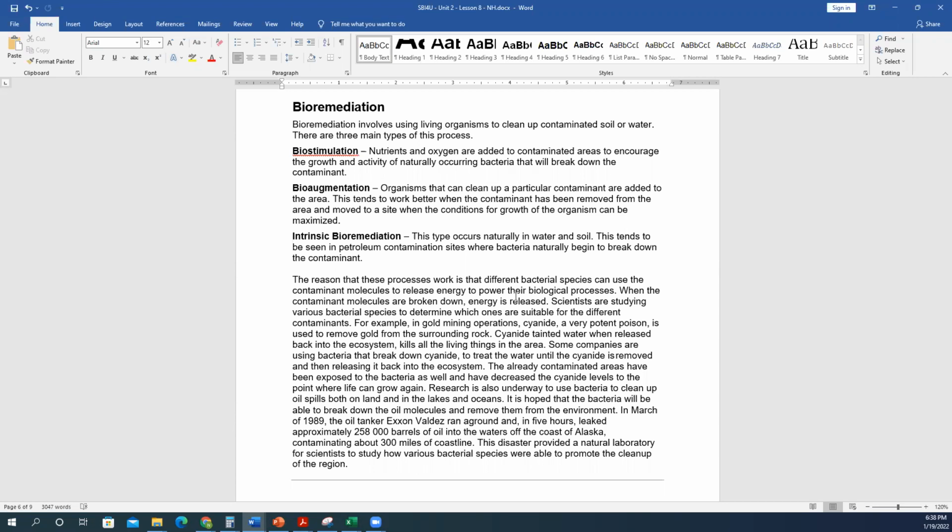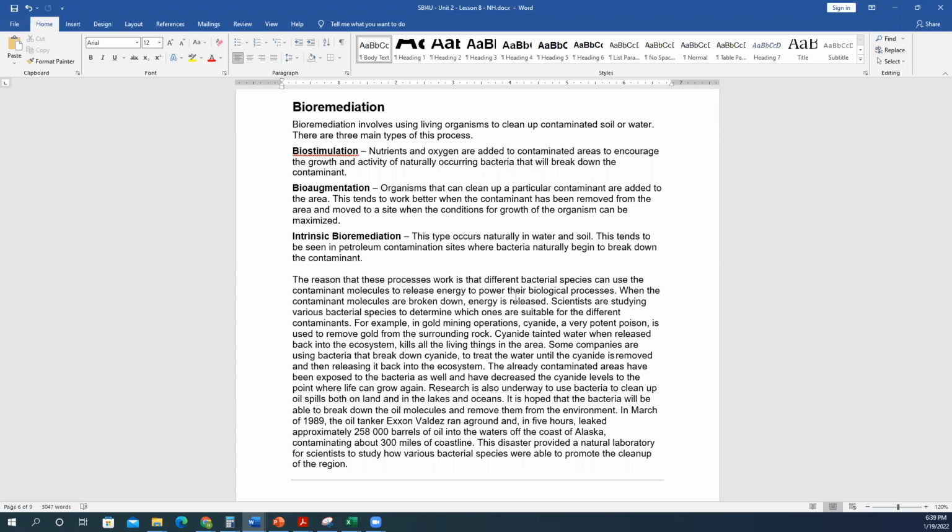And there's typically 3 types of this bioremediation, the 3 processes: biostimulation, bioaugmentation, and intrinsic bioremediation. So in biostimulation, nutrients and oxygen are added to those contaminated areas. The addition of these nutrients and oxygen, as the name suggests, is meant to stimulate or encourage the growth and activity of certain naturally occurring bacteria that will then break down those contaminants. So that is biostimulation, where you add nutrients and improve the oxygen to help encourage the growth of bacteria, to stimulate the activity of those naturally occurring bacteria that should help decontaminate.